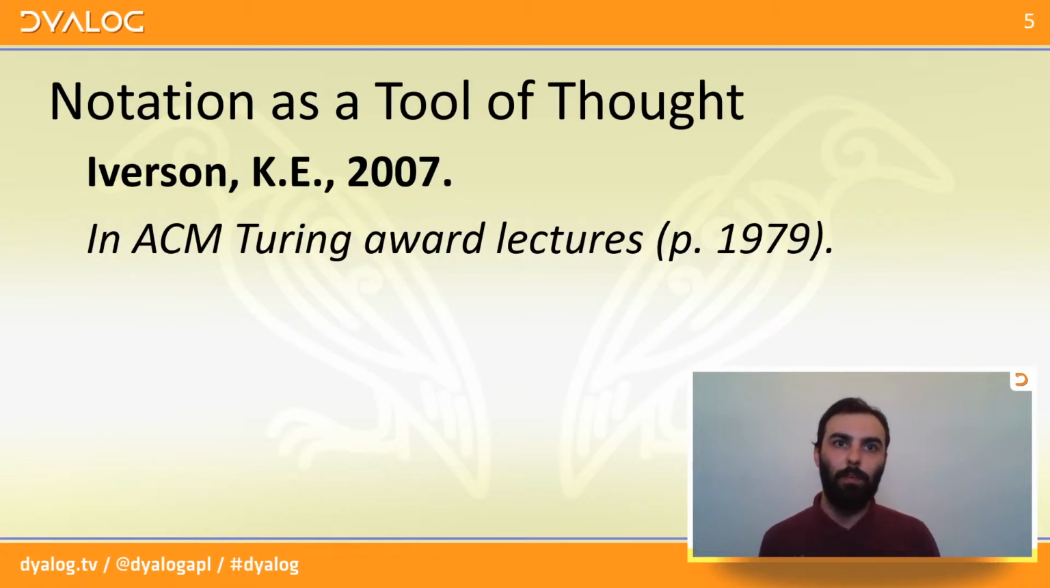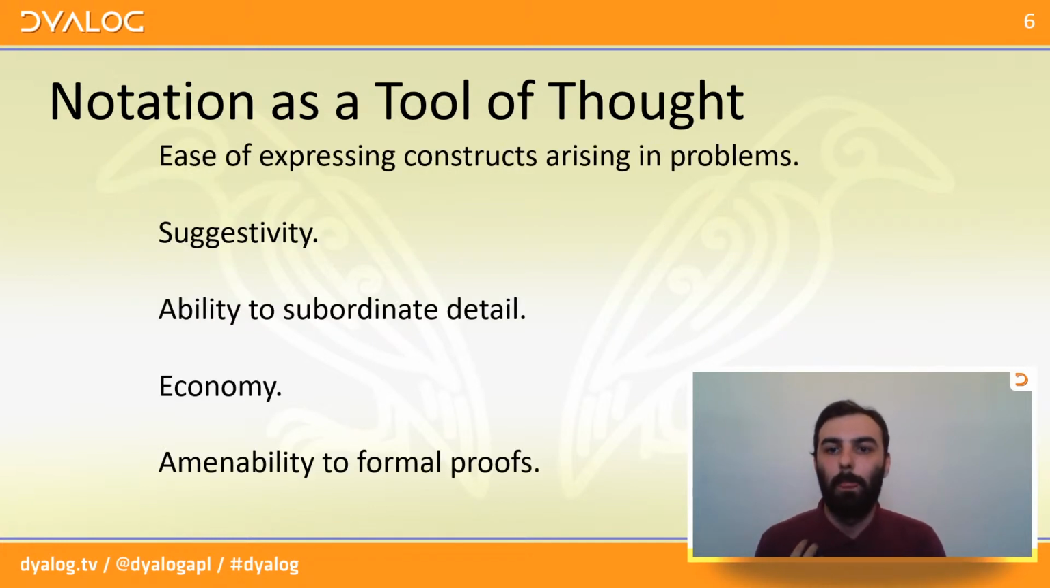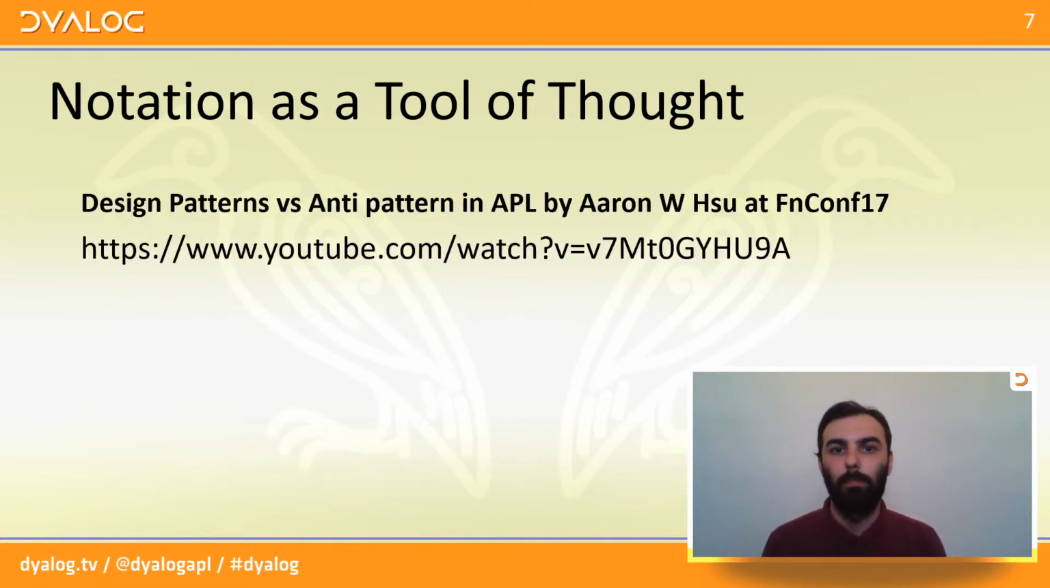So I'd be remiss if I started addressing this topic without mentioning Iverson's Turing Award paper, Notation as a Tool of Thought. He sets out these guidelines or indicators for what makes a good notation. I'm not going to go into all of this. If you want to see someone knowledgeable talking about this stuff, there's this Functional Conf talk by Aaron Hsu. He goes over these in a bit more detail.